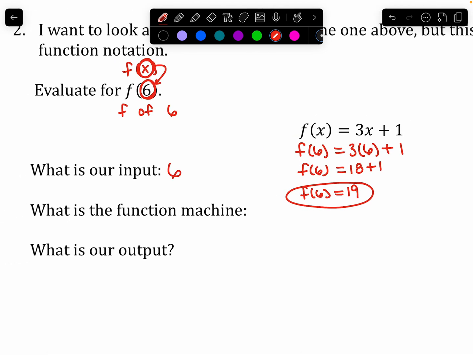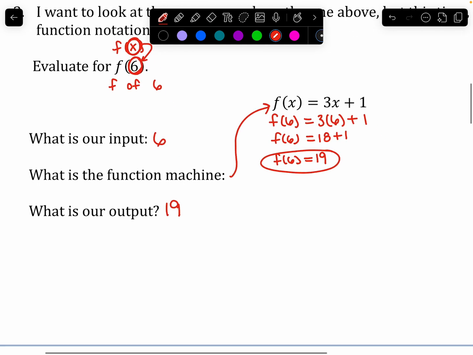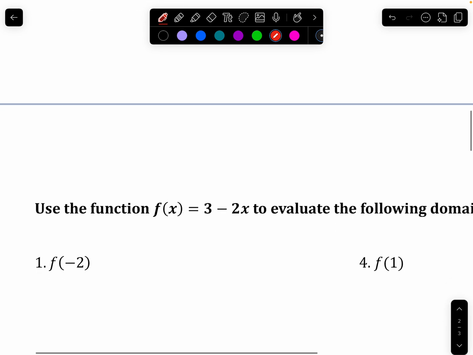So what is our input? Our input was 6. What is our function machine? Our equation up there. And then what is our output? Our output is 19. Now the reason that we do this is whenever we are dealing with functions. So what this means right here is when I input 6 into my x, I'm going to get an output of 19. So it kind of works like a coordinate. All right.